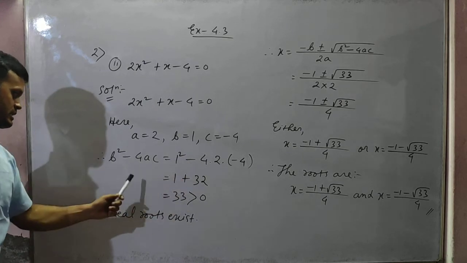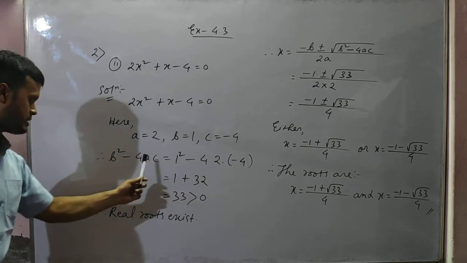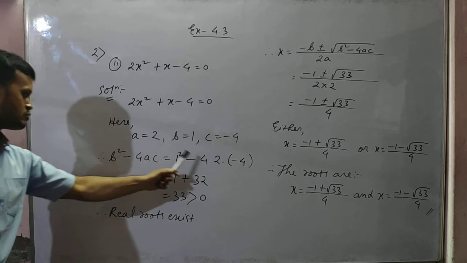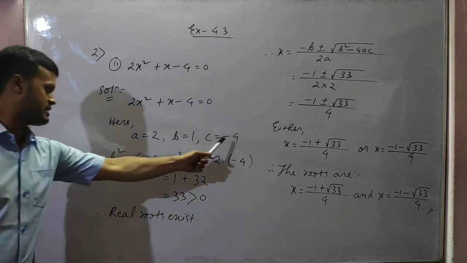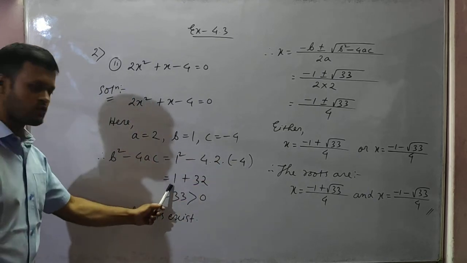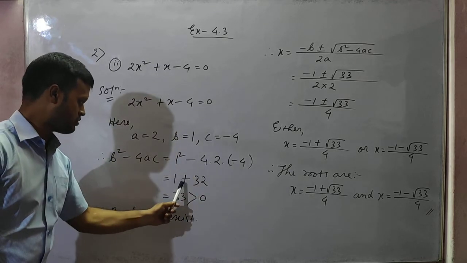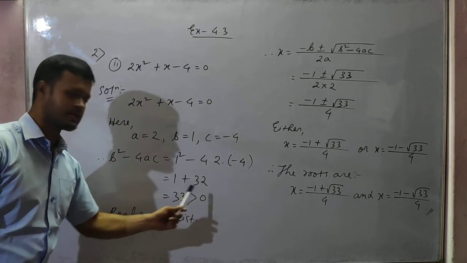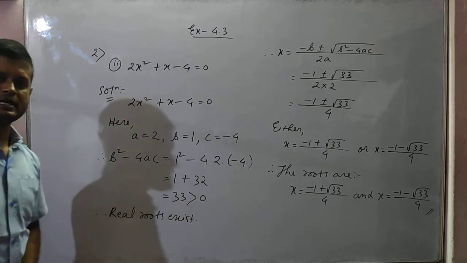1. So 1 square minus 4 into a. A means, students, what is the value of a? A means 2. Put here. And what is the value of c? C means minus 4. So 1 square is 1. This minus and minus will be plus. 4 into 2 is 8, 8 into 4 is 32. 32 plus 1 will become 33.